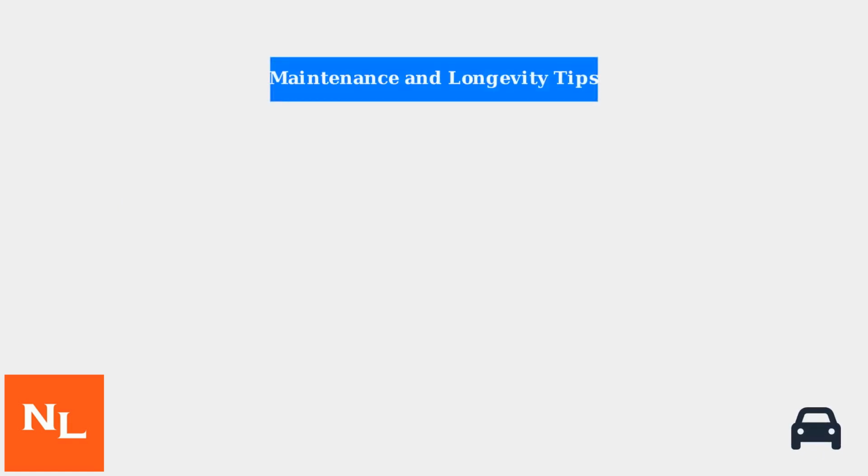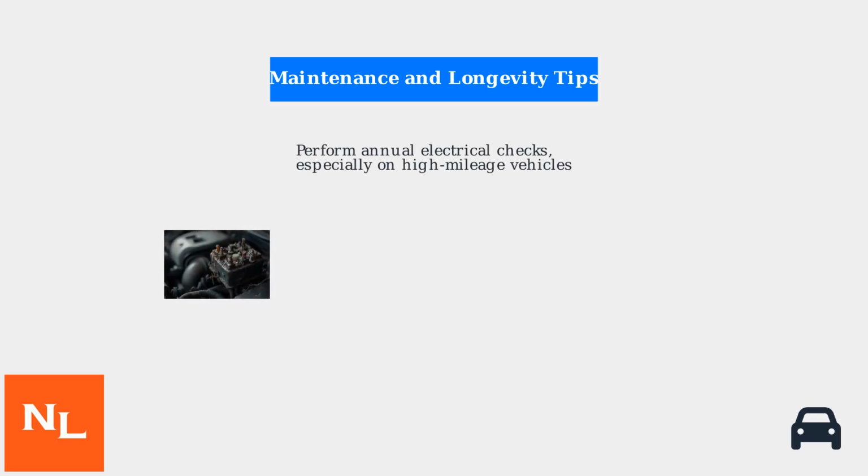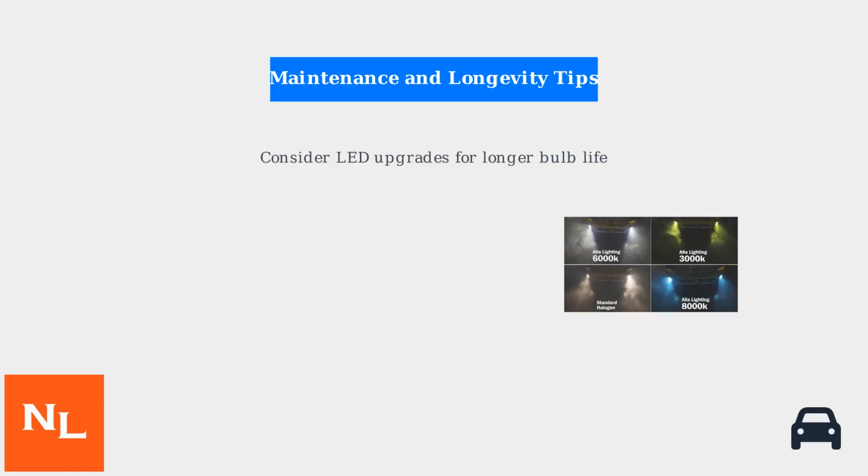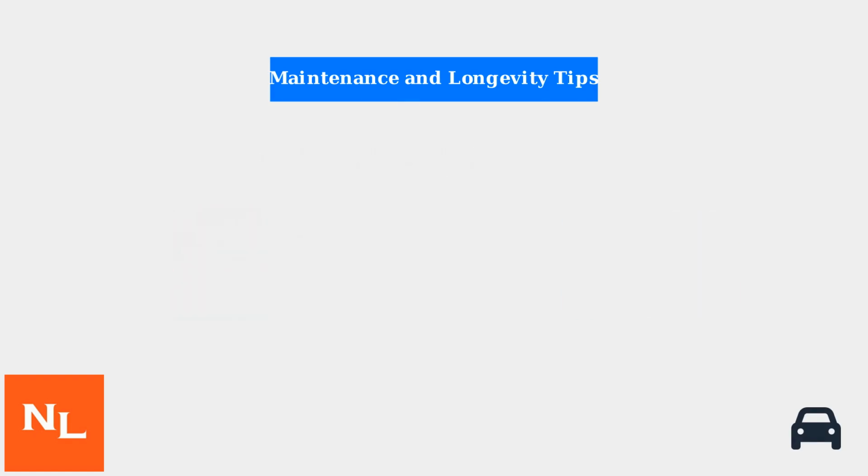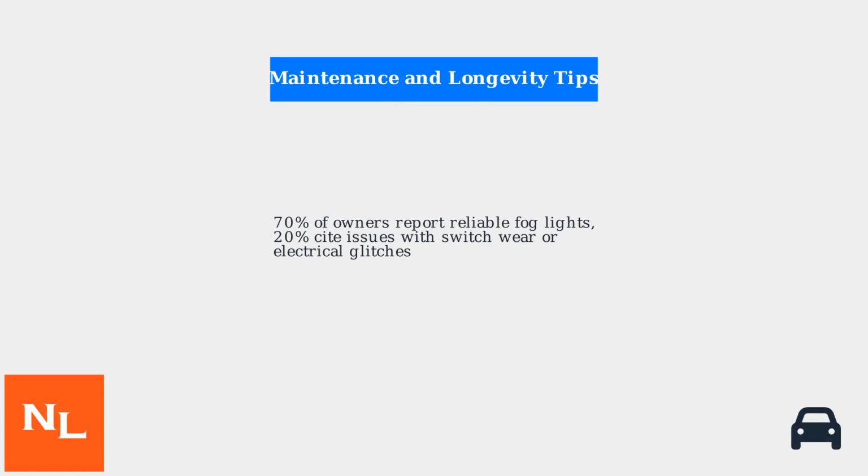To extend the life of your fog lights, perform annual electrical checks, especially on high-mileage vehicles. If you encounter intermittent operation, check for corrosion on the switch and relay. Consider LED upgrades for longer bulb life. Remember that while 70% of owners report reliable fog lights, 20% cite issues with switch wear or electrical glitches, according to forums.